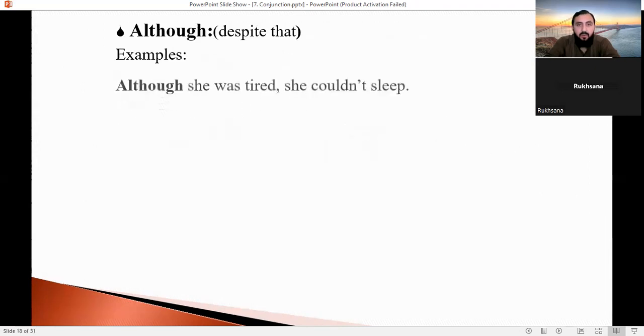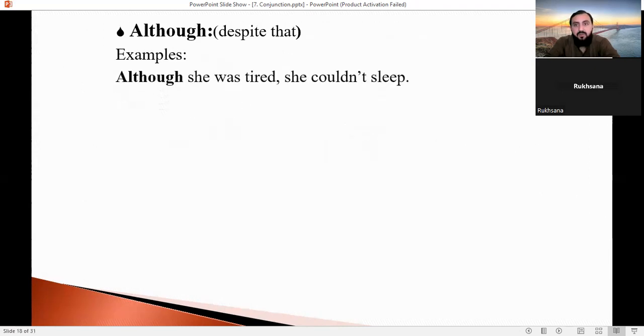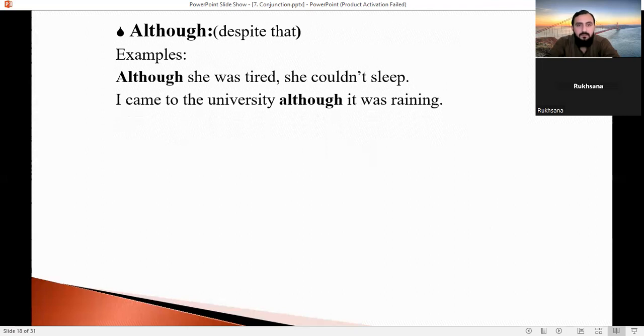Okay. "Although" means despite that. Example: although she was tired, she couldn't sleep. Sir, can we say she couldn't sleep although she was tired? You have to use it with the reason clause, okay? Although she was tired, she couldn't sleep.